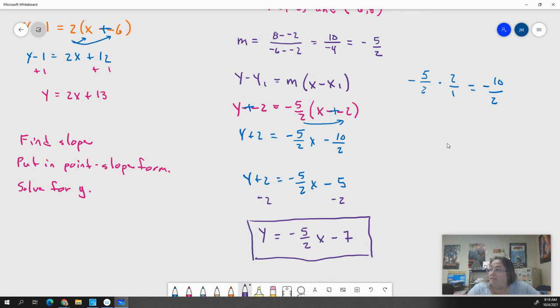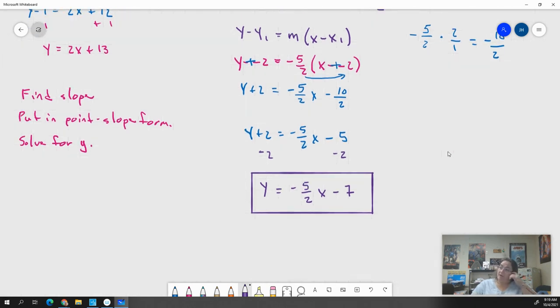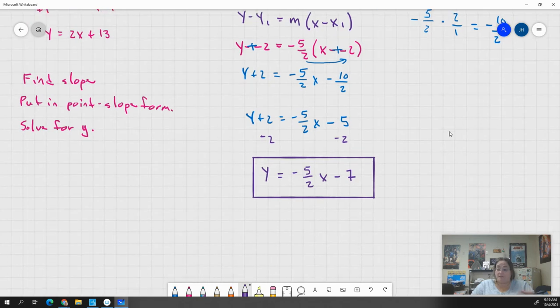Gives us everything we need to graph it. We have a y-intercept, we have a slope so we can find the next point. This is a perfect equation of a line, right? And we went fairly slow with it.